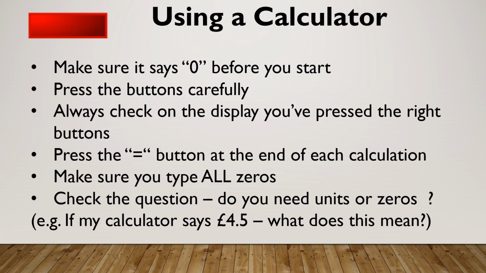Now, with some of the questions, you will have a calculator. When you're using a calculator, you must make sure that it says 0 before you start. You must press the buttons really, really carefully. Check the display to make sure you press the right buttons. Always make sure you press the equals sign at the end of your calculation and make sure you've typed all the zeros in that are in the question. And check your question. If my calculator says 4.5, don't forget if it's a money question, that 4.5 actually means £4.50. I need to remember my unit and my zero.